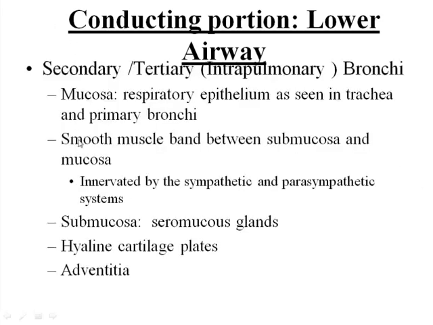Here, as already discussed with that image in the first slide, the histology of secondary and tertiary bronchi is discussed. The mucosa has respiratory epithelium, and the structure is much more similar to the trachea and primary bronchi. Smooth muscles are present between the submucosa and mucosa. All these smooth muscles are innervated by the sympathetic and parasympathetic system.